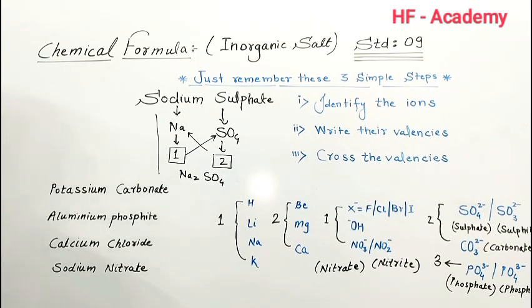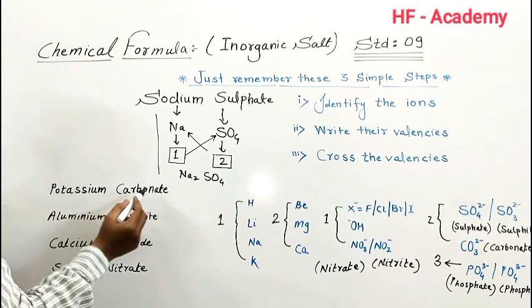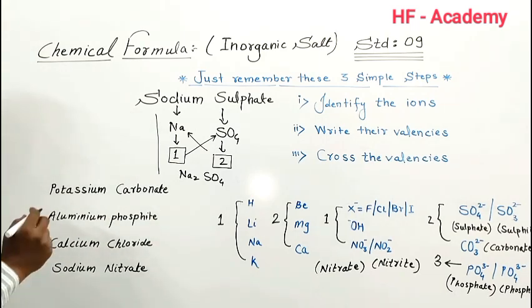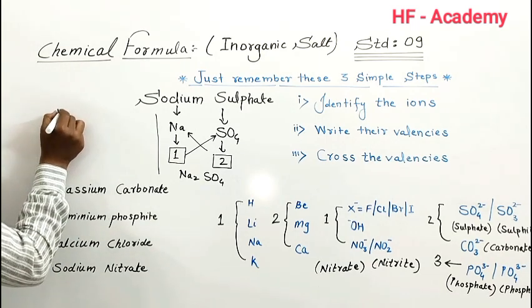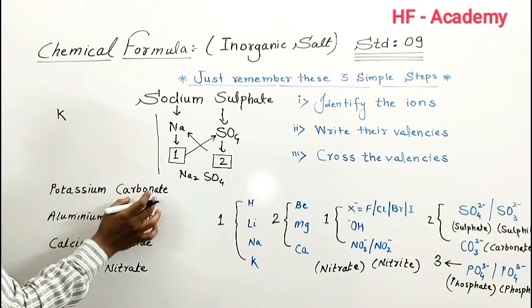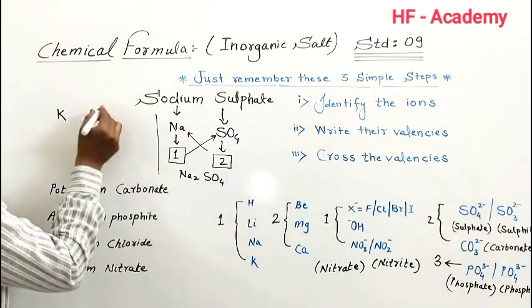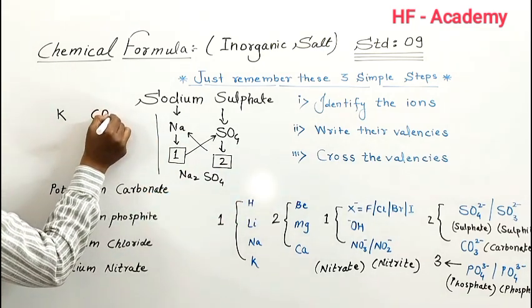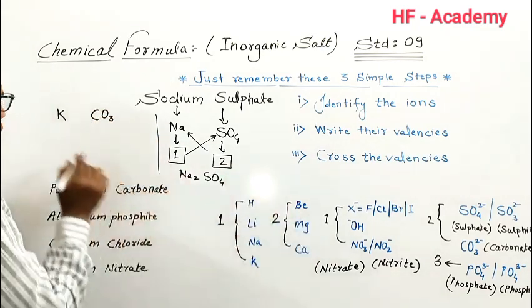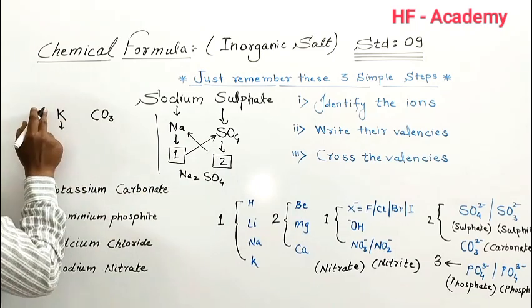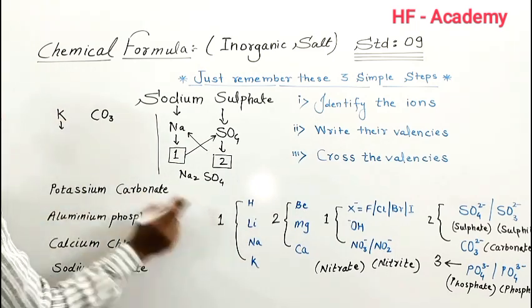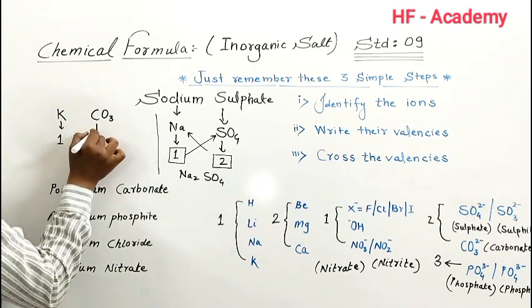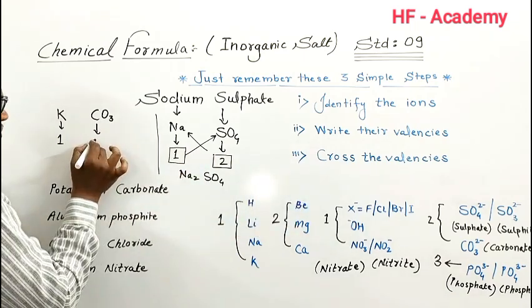See the next example, that is potassium carbonate. Okay, so here the symbol of potassium is K, and the symbol of carbonate is CO3. So from the given data, you know that the valency of potassium is 1 and the valency of carbonate is 2.